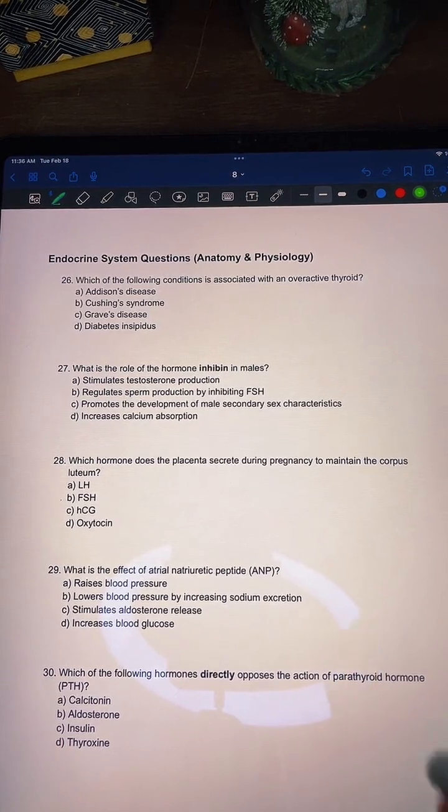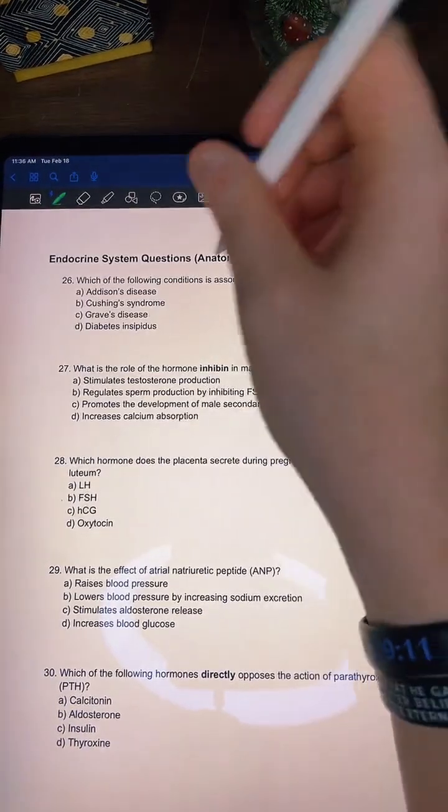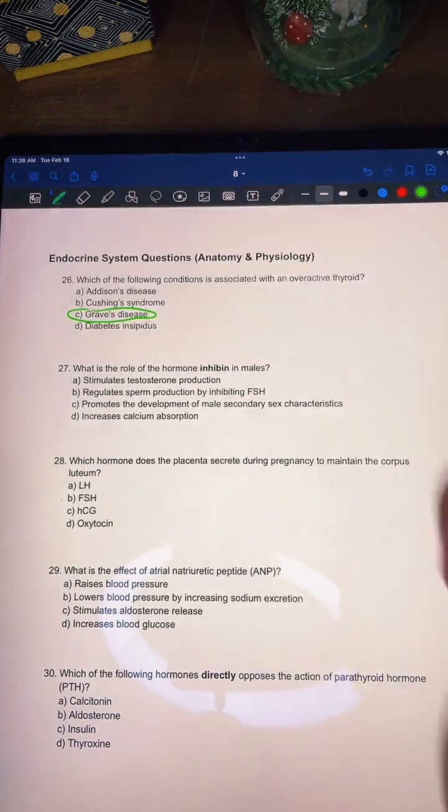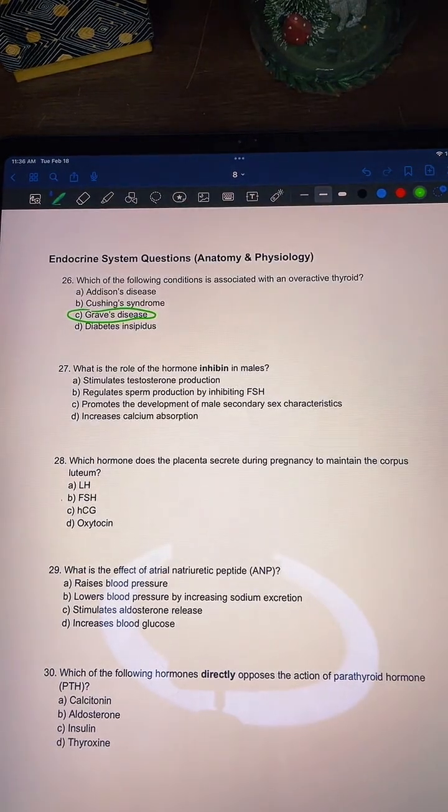The answer is C. That is correct. Graves' disease. Did we want an explanation on that one? 26 was C. I think everyone got that one right. I didn't see any wrong answers. Did we want an explanation?